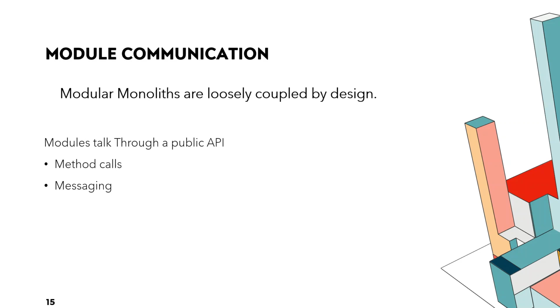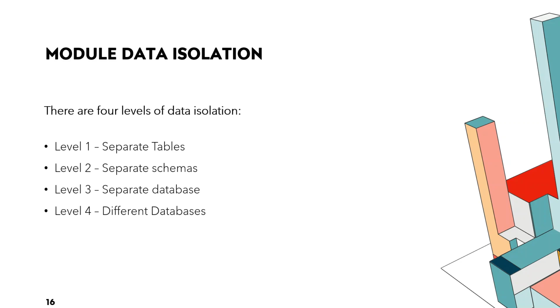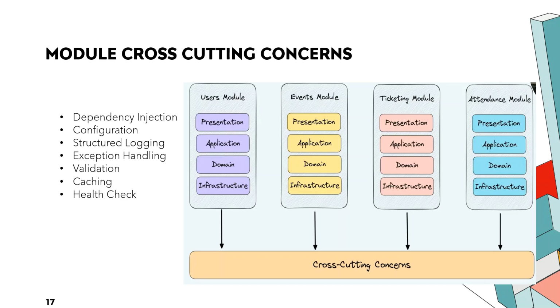So what is that isolation? I discussed this already. The module must talk through a public API. It could be method calls or messaging like Kafka or a service bus, whatever messaging you'll be using. For module data isolation, there are four levels. Level one, separate table. Level two, separate schema. Level three, separate database, so you can have a different database in each module. If in one module you're using PostgreSQL and in another you're using SQL Server, it doesn't matter. Okay, now we go to the module cross-cutting concern.